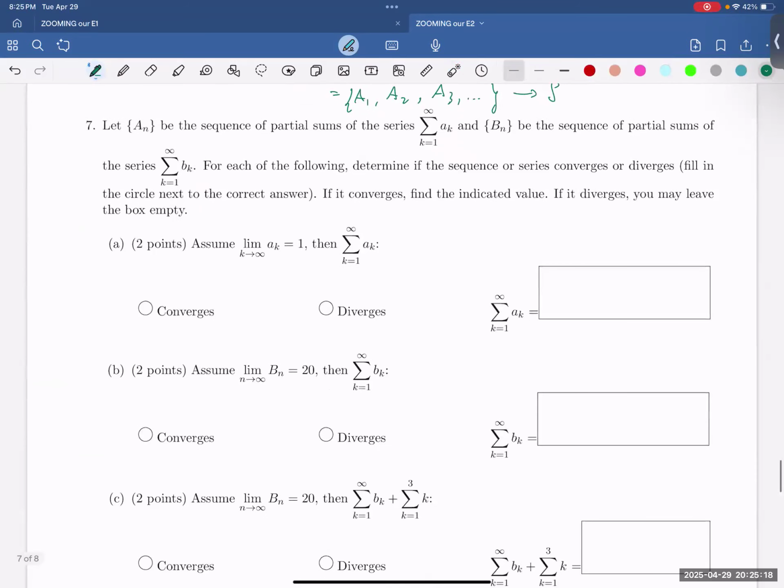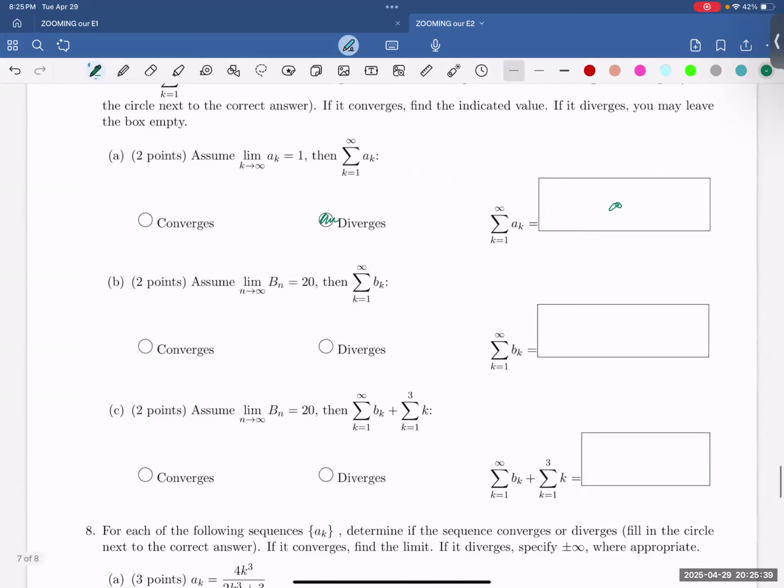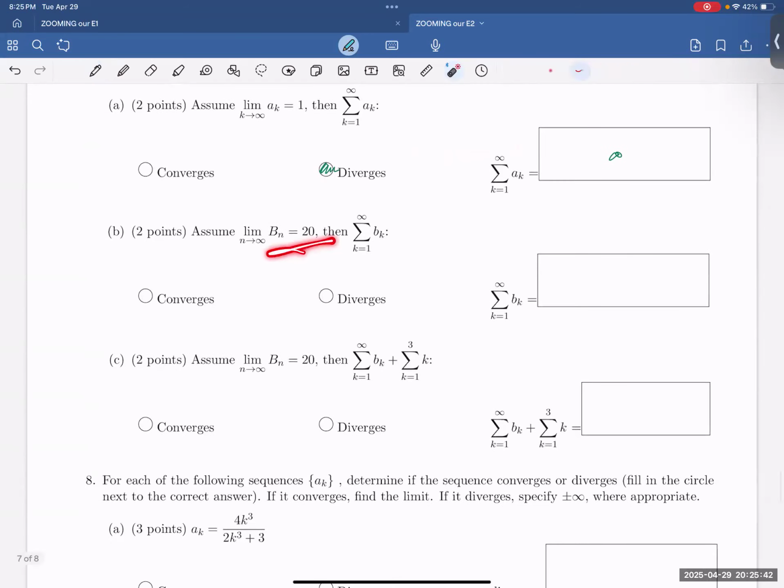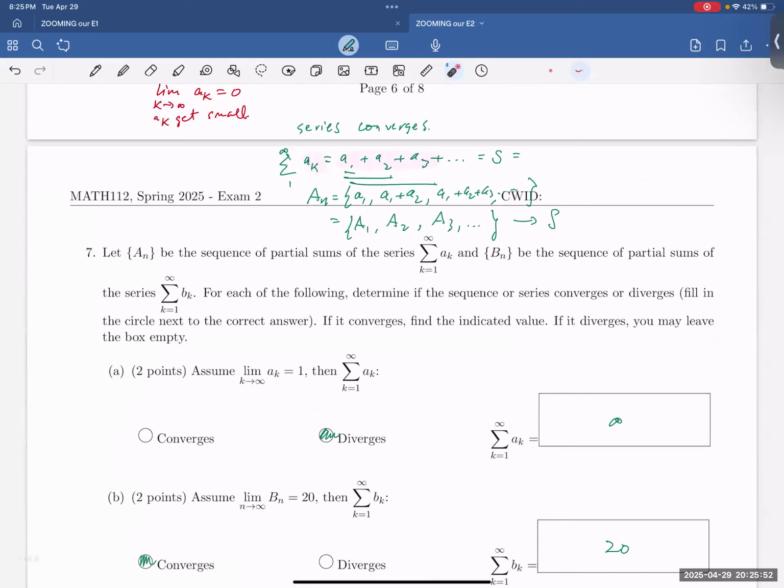Okay, so here you have some A sub k's, and they go to 1. So these terms, you add them up, and each term eventually begins to look like 1. So you're adding 1 plus 1 plus 1 plus 1, and you get infinity. So this diverges. The limit of the series would go to infinity. Assume the sequence of partial sums is 20. The series would also go to 20. The sequence of partial sums and the series do the exact same thing. Up here, they either both converge to S or they both diverge to infinity.